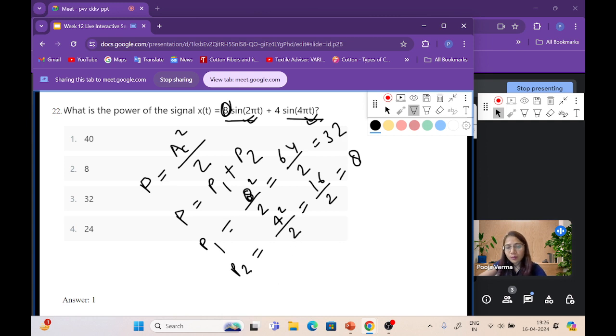And the total power, what will we get? P1 plus P2. That means 32 plus 8, that is equal to 40. Right? So the correct option is option 1, that is 40. Okay. I hope you got this question. So moving to the next question.